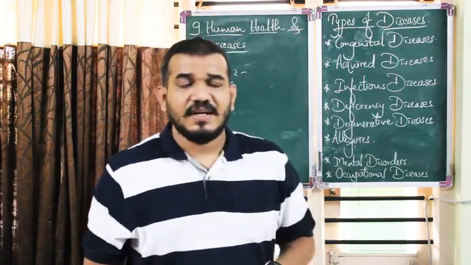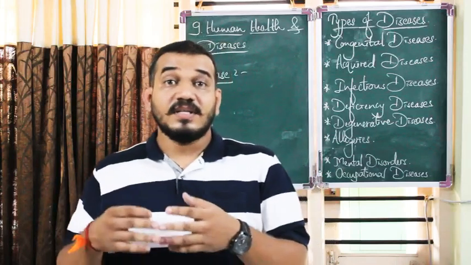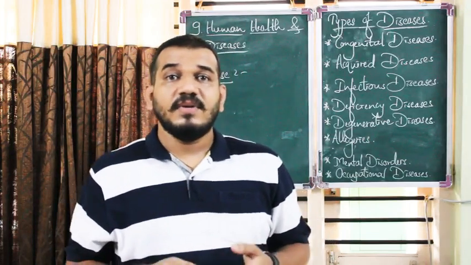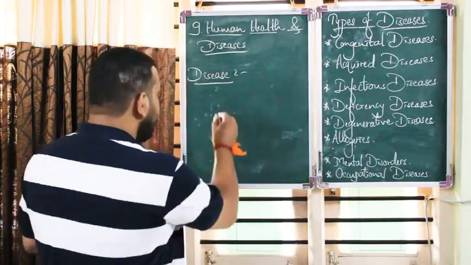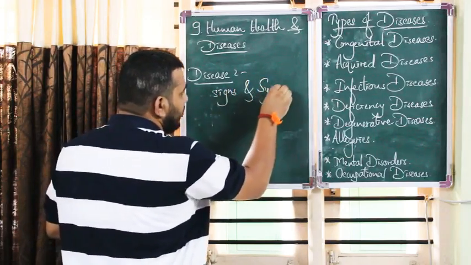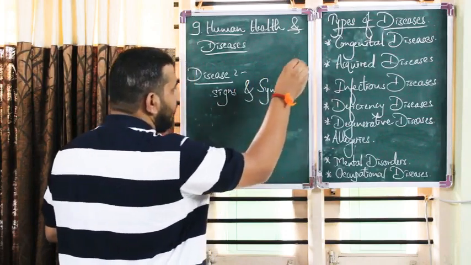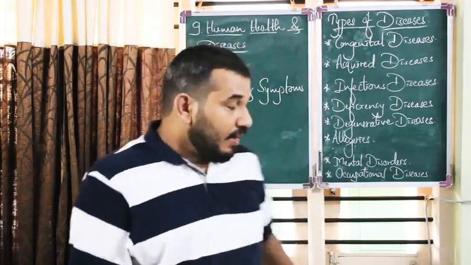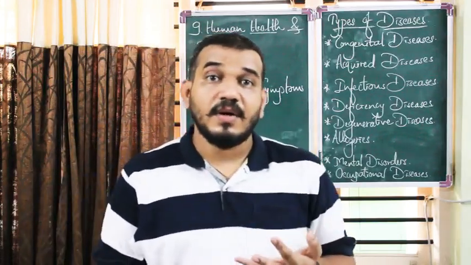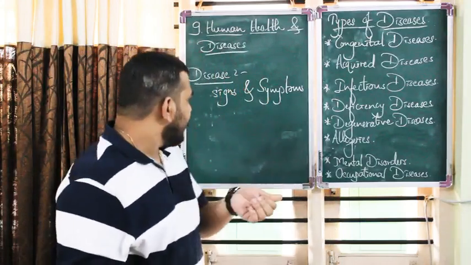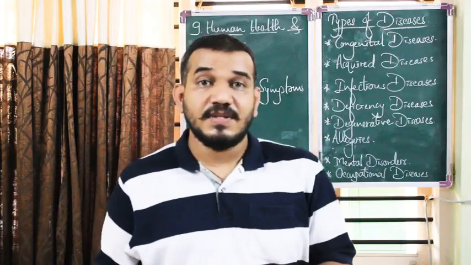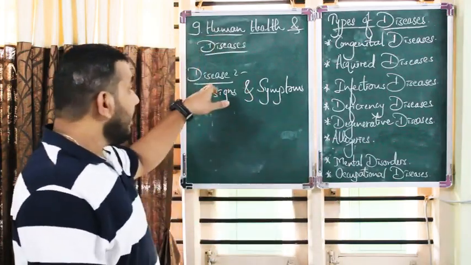What is disease? Disease is a condition or a state in which one or more organs are adversely affected, showing some signs and symptoms. Okay. Now, disease is a state in which one or many organs may be adversely affected, showing certain signs and symptoms. Then we say that a person is not healthy or he is suffering from a disease.